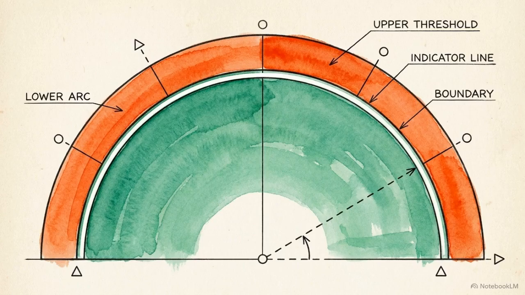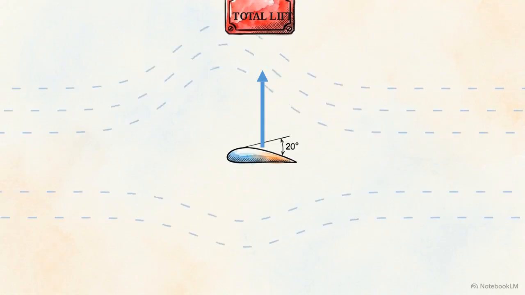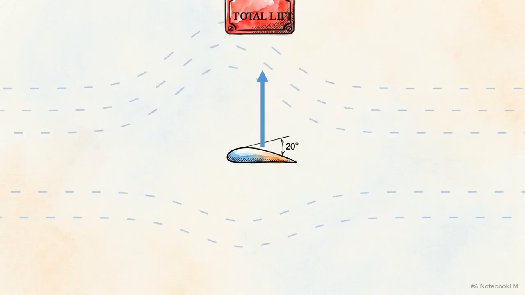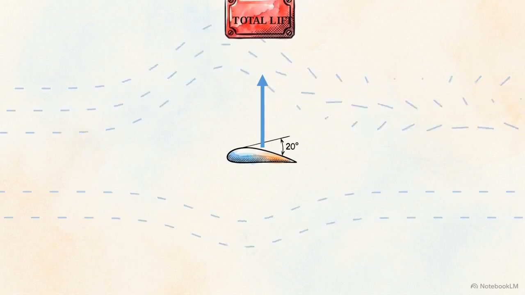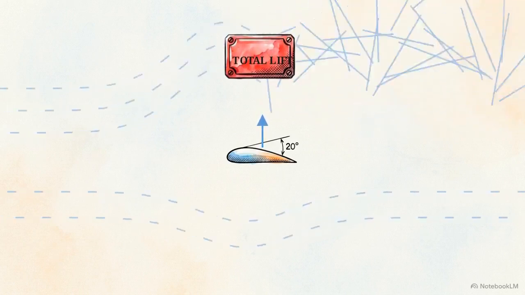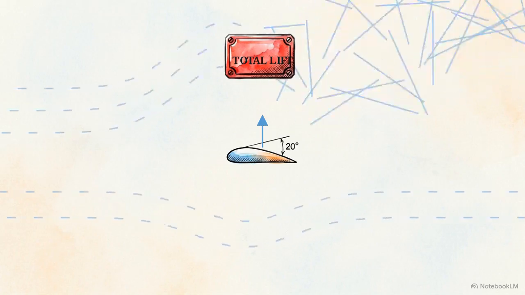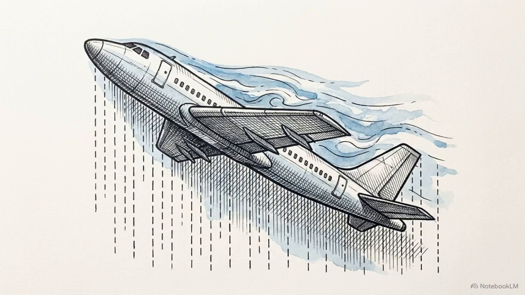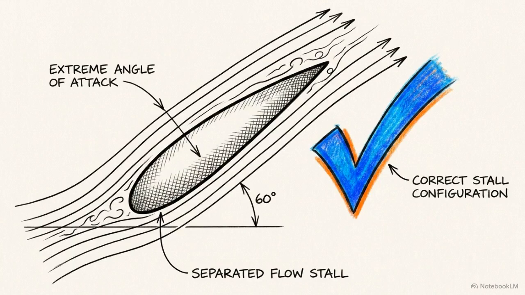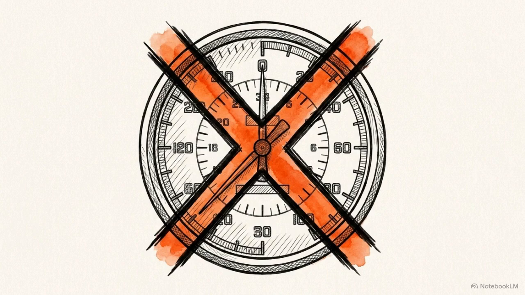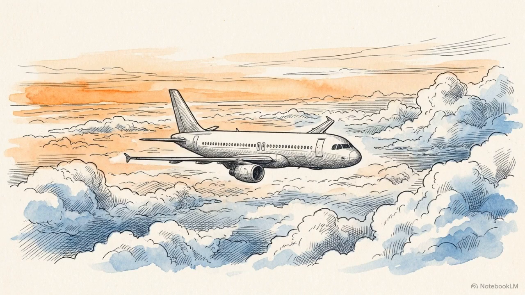This relationship only holds true up to a specific limit, called the critical angle of attack. When the wing exceeds this threshold, the airflow can no longer follow the curve of the aerofoil. The boundary layer detaches from the upper surface, creating a wake of turbulent air. This sudden reduction in lift caused by airflow separation is a stall. It is critical to remember that a stall is caused by exceeding the critical angle of attack, not by low airspeed. Mastering the concept of the critical angle defines the boundaries of safe flight.